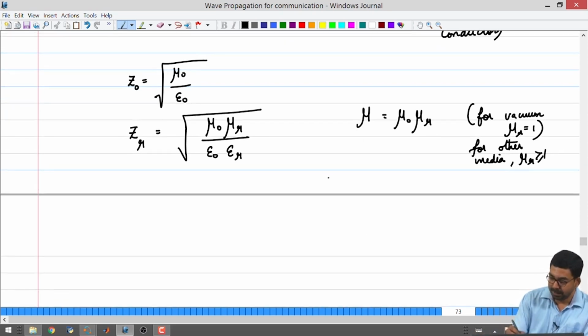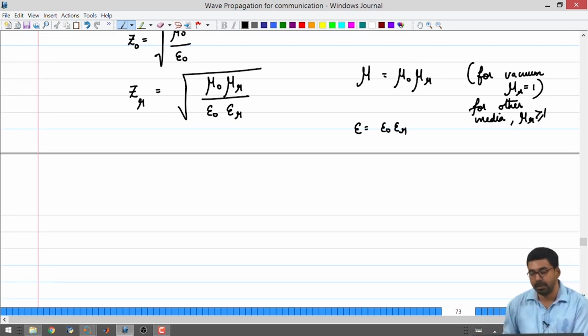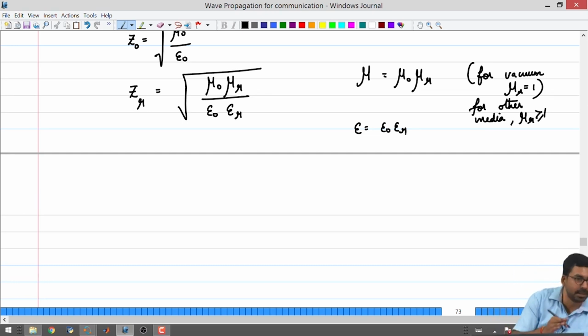And in the case of the permittivity, it is epsilon naught epsilon r. Once again for vacuum epsilon r is 1, for other media epsilon r is greater than or equal to 1, and we are assuming the lossless case here. We have not included any resistance, conductance, etc. So, these are the parameters, but most of the time, not many of the materials are magnetic.